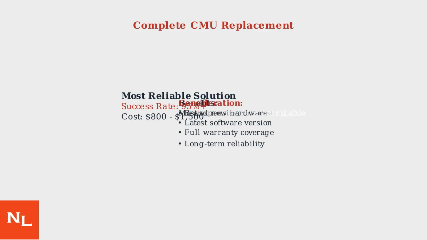For the most permanent solution, complete CMU replacement offers the highest success rate at 95% or higher. While this is the most expensive option, costing between $800 and $1,500, it provides the most reliable long-term fix.